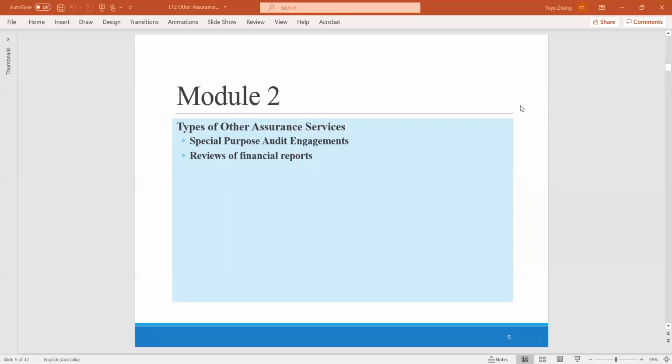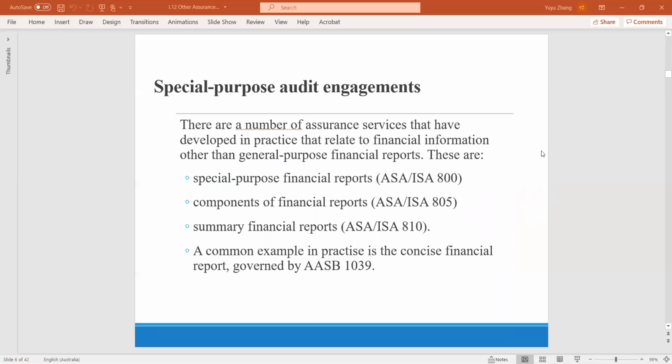So in the next few modules, we are going to talk about different types of services provided by those accounting or consulting firms. In module 2, the first type is about the special purpose audit engagement. The special purpose reporting corresponds to the general purpose financial reporting and also general purpose audits of the general purpose financial statements.